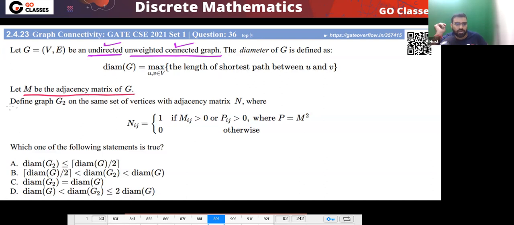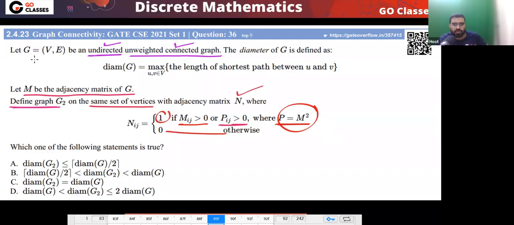Now you are creating a new graph on the same set of vertices, with adjacency matrix N. In N, if Mij is greater than 0, then you keep it 1, or where P is M square, if Pij is greater than 0, then you make it 1. Otherwise, you make it 0. The question is asking the relation between the diameter of G2 and the diameter of G.